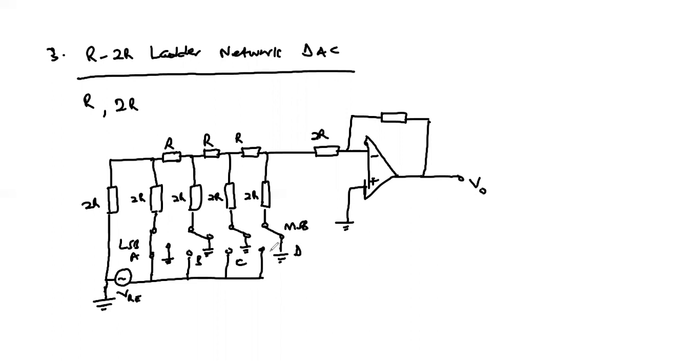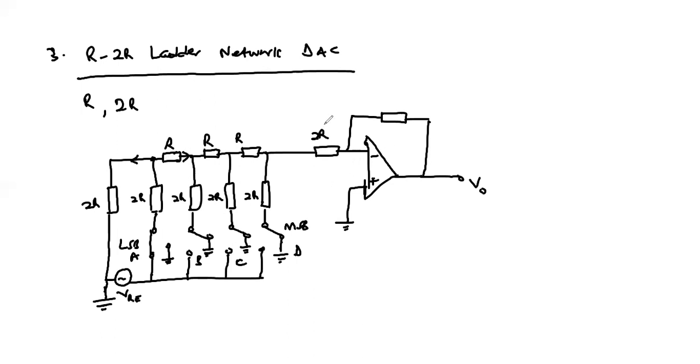Let's assess the current contribution due to the least significant bit A. With all the other bits grounded, that would mean that the current would be flowing through the least significant bit circuitry. Then when it gets to this junction, a portion of it will flow in this direction and a portion of it in this direction. So we need to assess the equivalent resistance from this point towards the right.